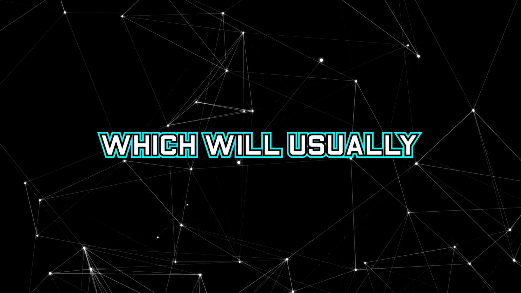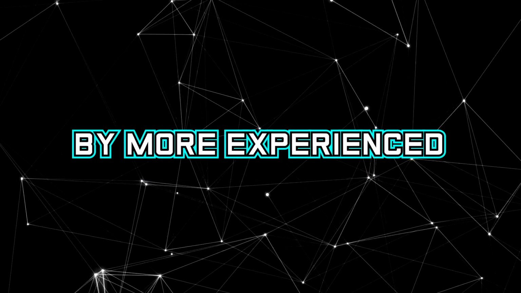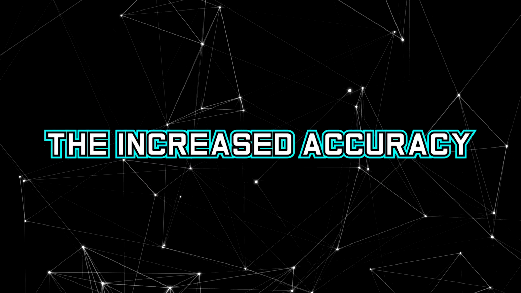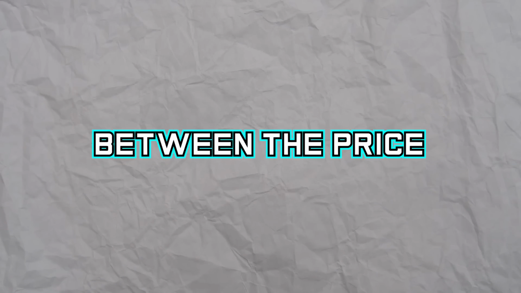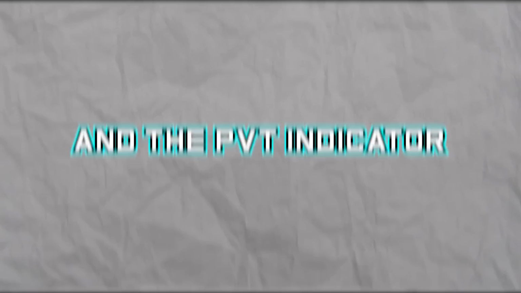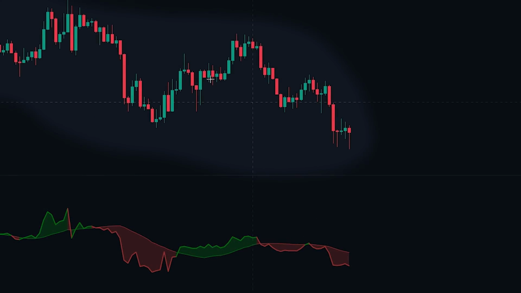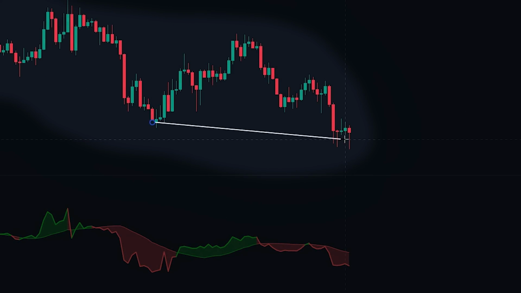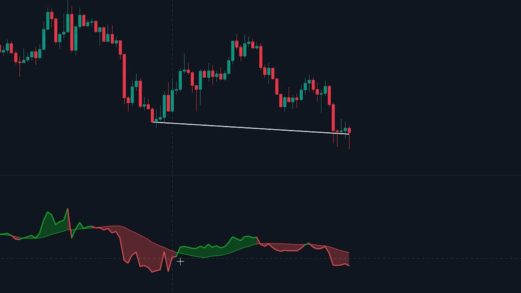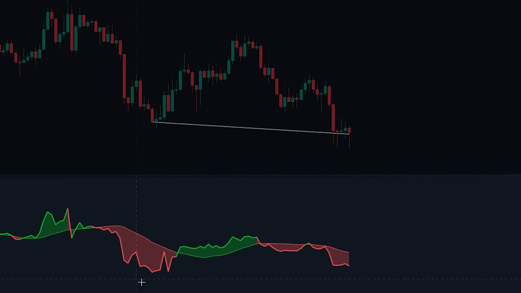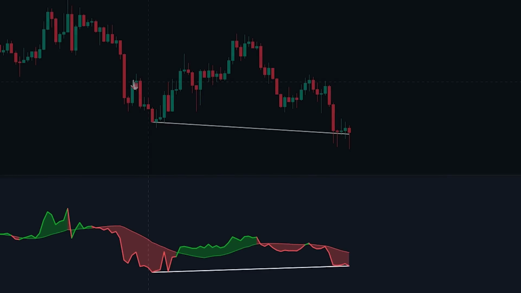A different method, which will usually be used by more experienced traders because of the increased accuracy, involves looking at the differences between the price and the PVT indicator. Here we can see that the price is making lower lows. This shows us that the price is in a bearish trend. However, if we take a look at the PVT indicator, we can see that higher lows are being made. This indicates that the selling pressure in the market is decreasing, despite the price of the asset continuing to fall.